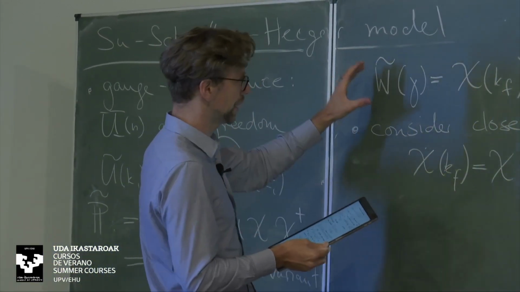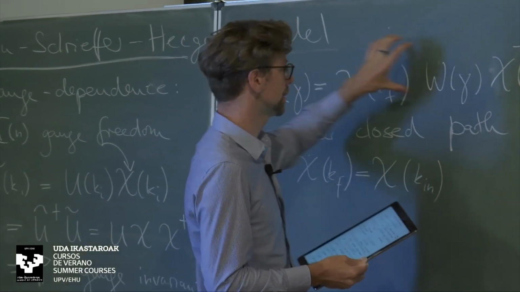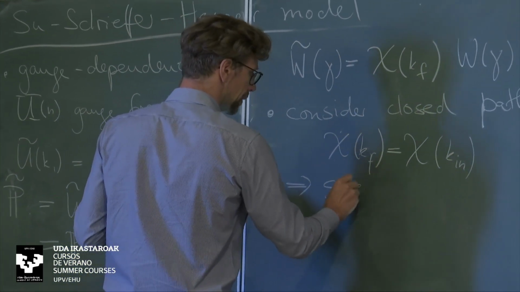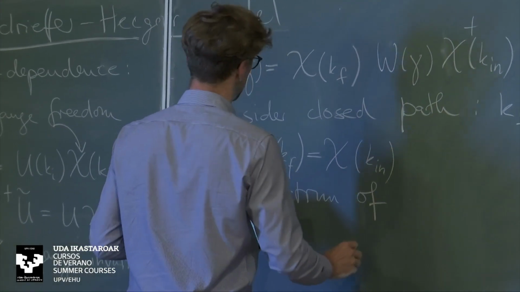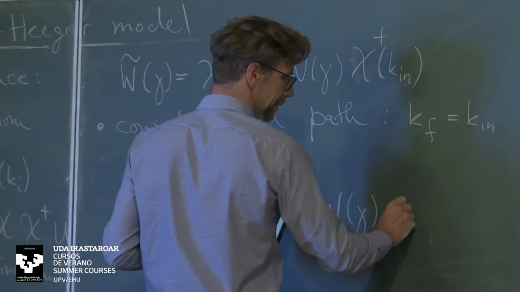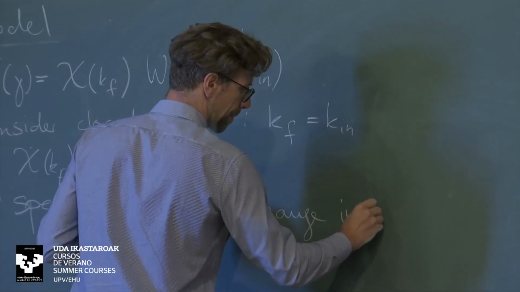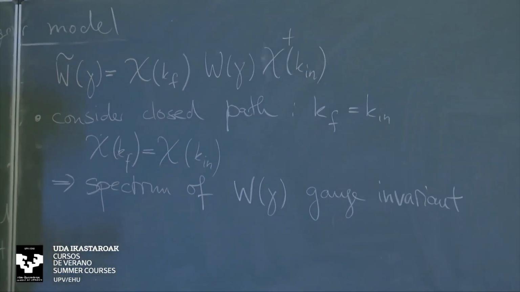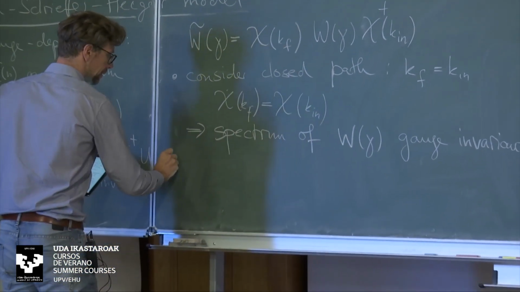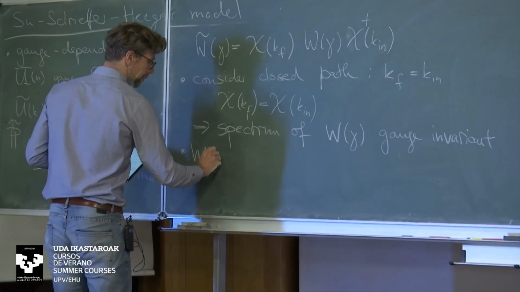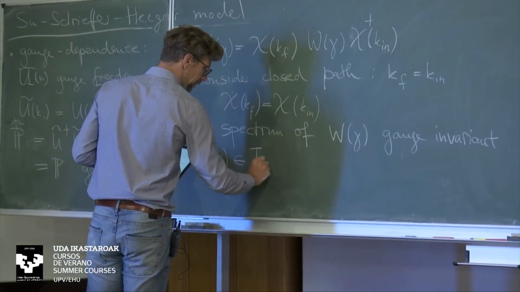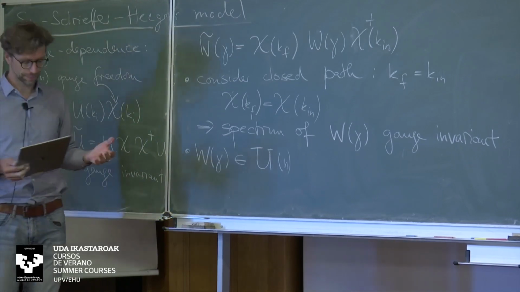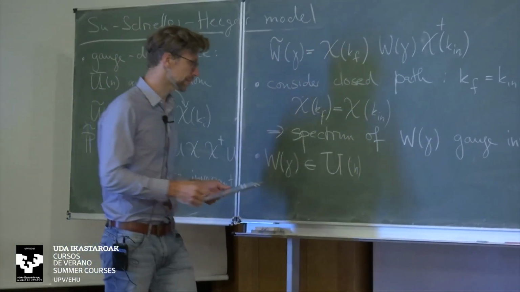You see that there's the same unitary transformation at the beginning and the end. So then the spectrum of W of gamma is gauge invariant. It doesn't change when I conjugate a matrix by a unitary. And also maybe I should say that W of gamma is of course itself a unitary transformation on those n bands. And as such, it has a spectrum on the complex circle.